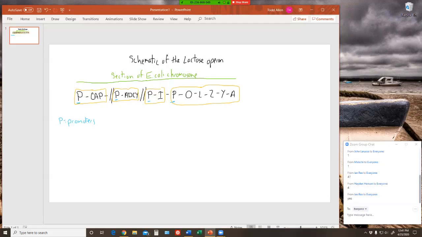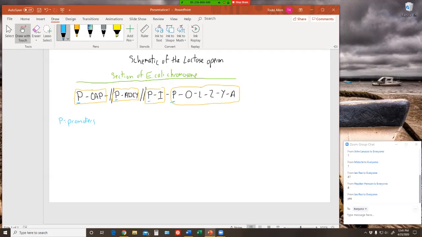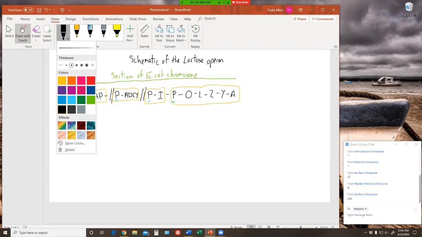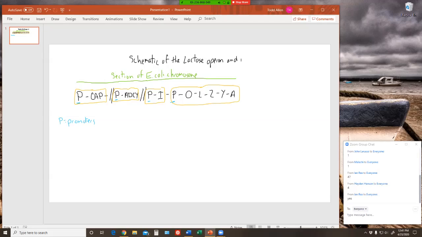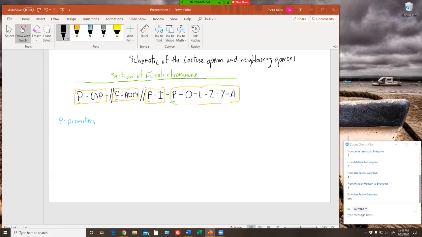Okay, so while this is the schematic of the lactose operon, I suppose it would be important to be very pedantic here and say schematic of the lactose operon and neighboring operons. Okay. So, all right, let's define everything here on the screen. Please feel free to ask questions along the way, interrupt me, that's quite all right.